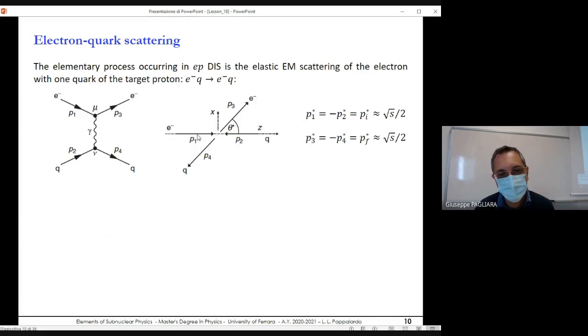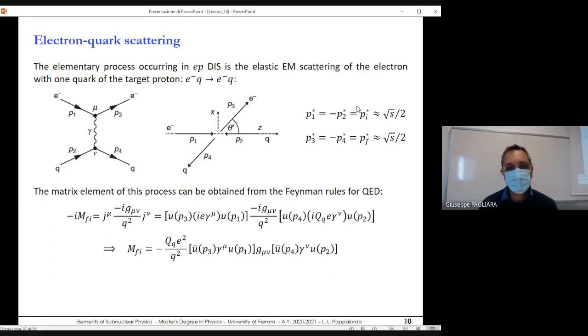And you see here the process also depicted in the center of mass frame. So you have your colliding electron, your colliding quark, okay? And then you observe your scattered electron at a certain angle in the center of mass frame. And in the center of mass frame, of course, the total momentum in the initial state and the final state must be zero, so the momenta have to be opposite, and we can call them p_i for the initial state or p_f for the final state, in magnitude. And in magnitude, this has to be of the order of half of the center of mass energy each.